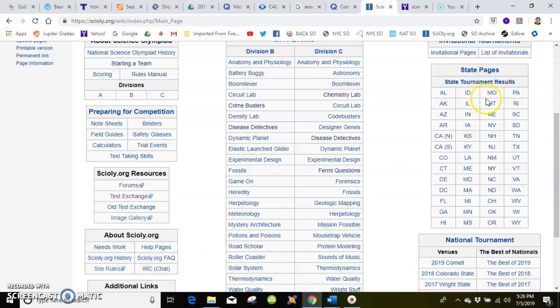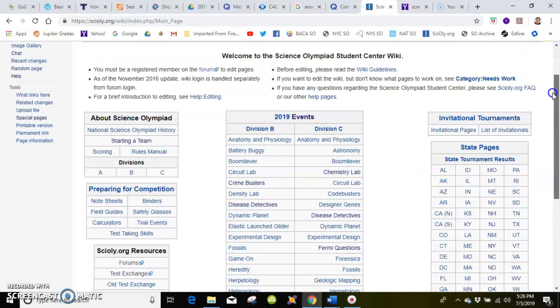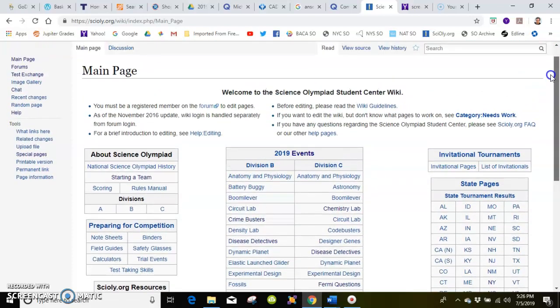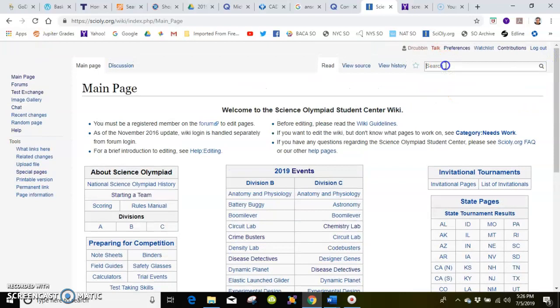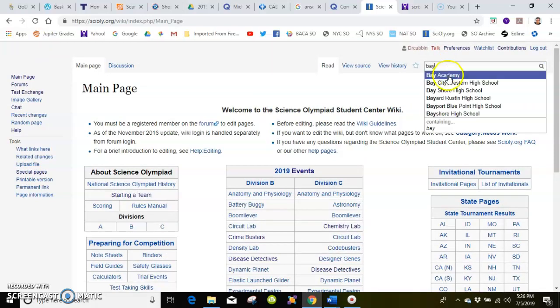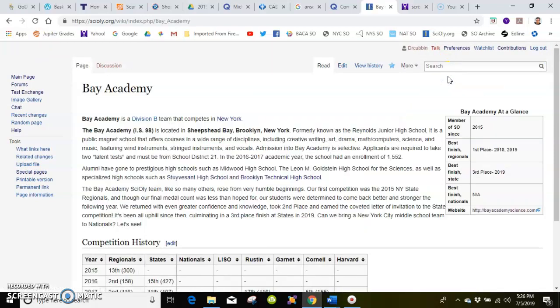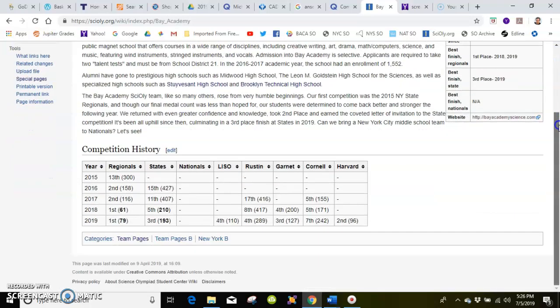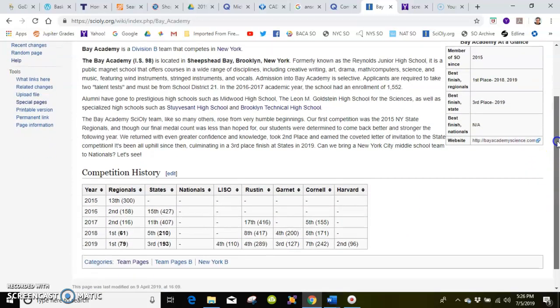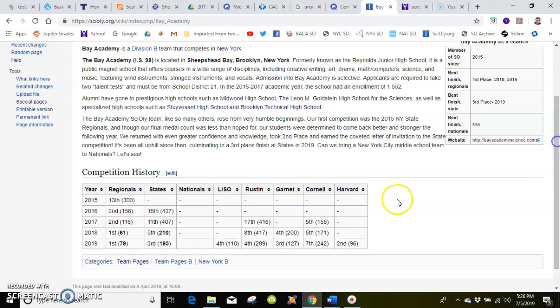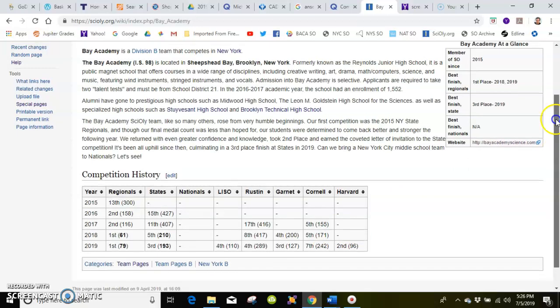And then you have your state pages, which are going to be your state team pages. You can go up here and look into any team, like Bay Academy. Let's just take a look down here, regionals. Okay, so this is going to be showing you information about us, and if you want to compare us to other schools as you're practicing, it's a good idea, because it'll show you exactly how well we did throughout the events.